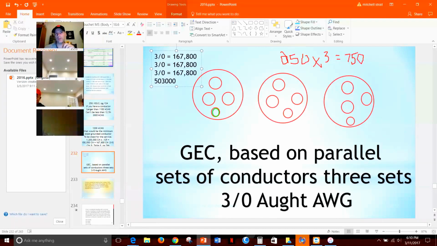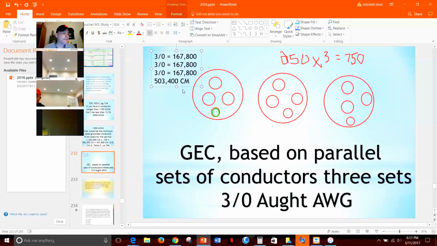503,400? Yes, sir. So that is a 500 kc mil conductor, but we just missed that. So we're actually going to have to round that up to the next larger wire size. So to convert that back on the table, what is it, 600 is the next wire size?